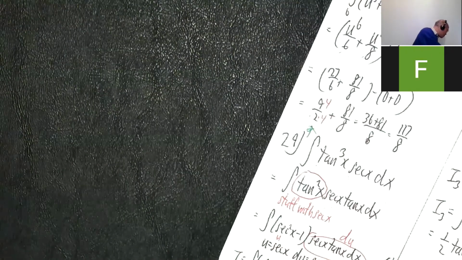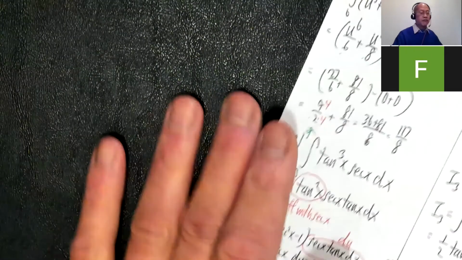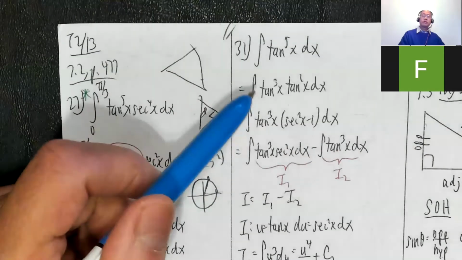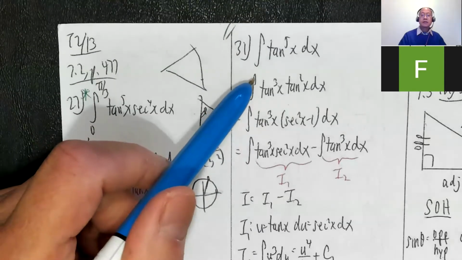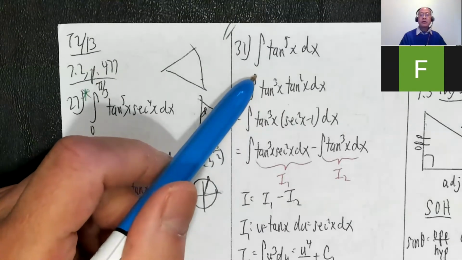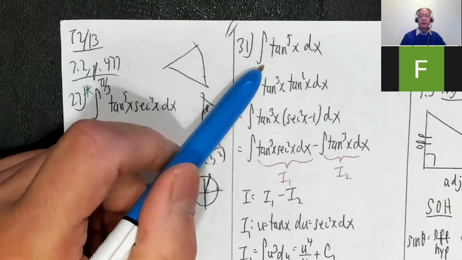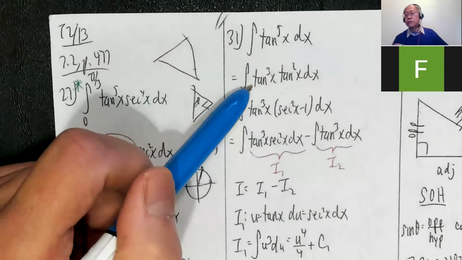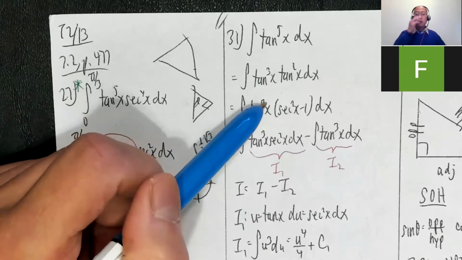All right, and now I'm going to go back and do problem 31, tangent to the 5th. This is probably the longest one that you're going to do from this set. So how do I integrate tangent to the 5th in 7.2? First I break it down into tangent cubed and tangent squared.